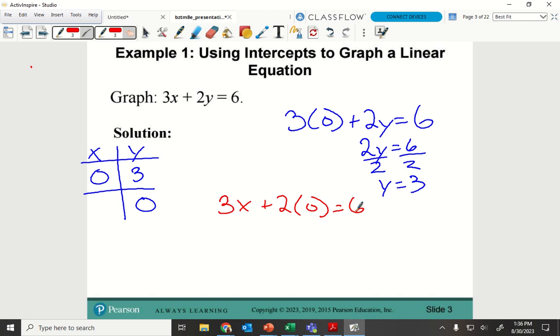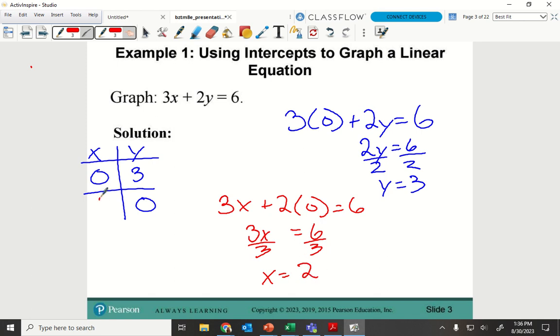So, 2 times 0 is? 0. Good. So it's now going to be leaving 3x is equal to 6. And to get x by itself, I'm going to do what to both sides here? Divide by 3. Very good. Divide both sides by 3. X is 6 divided by 3? 2.